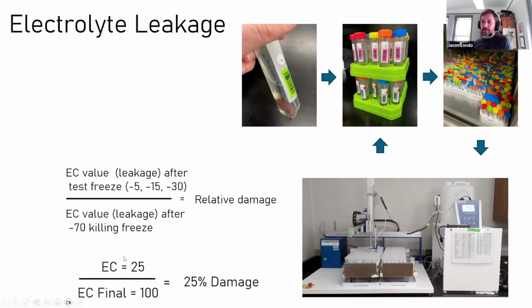And so just for example, here the EC at the first freeze is 25 and the final is 100. So we have 25% damage. So it's just a way of comparing damage across different treatments.